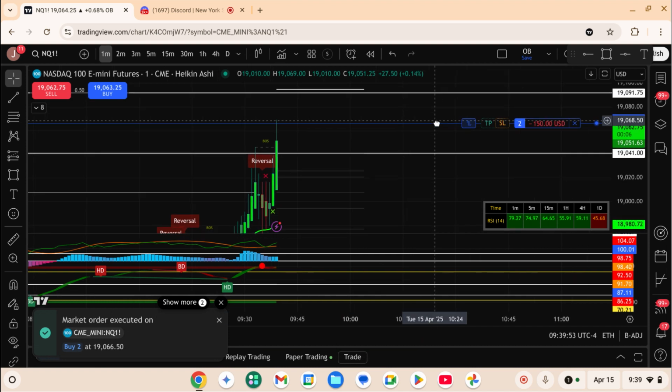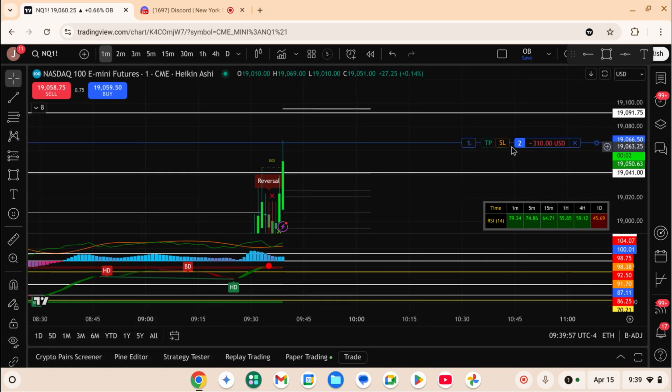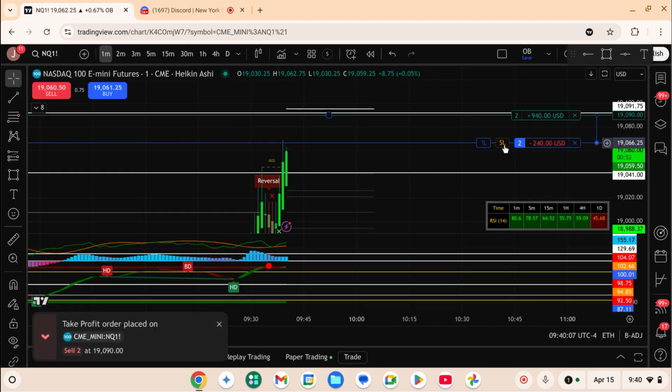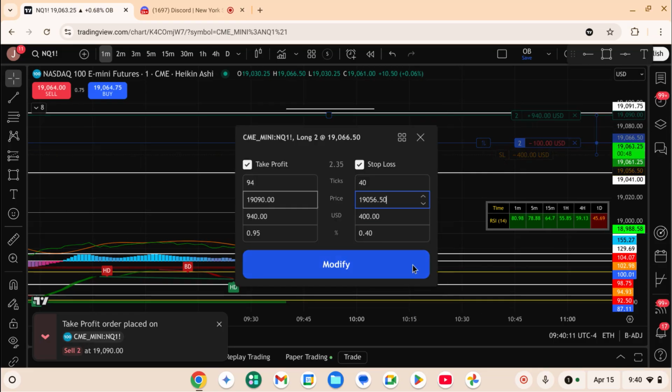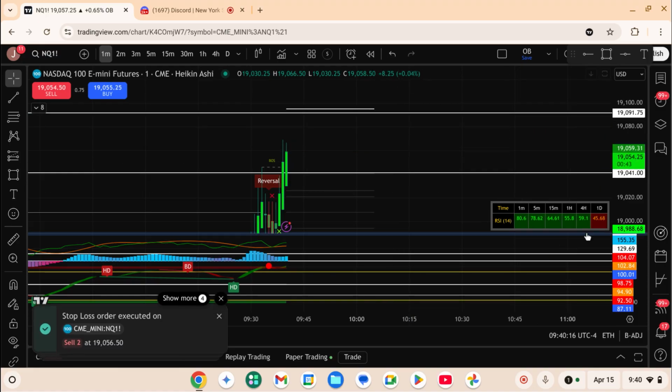Our take profit will be here. And our stop loss will be like 400. Stopped out. All right, that's all I got. No more trades.